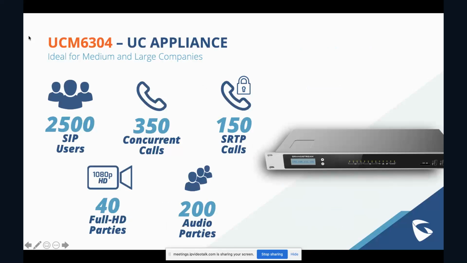Moving along through the UCM models, the UCM 6304 is the second highest capacity model within the series. The 6304 and 6308, as you saw earlier, are rack mountable, as you can see right there on the device. This gives you quite an increased capacity from the 6302. This supports up to 2,500 extensions or users, 350 concurrent calls, and the built-in meetings and conferencing platform supports up to 40 video attendees and up to 200 audio attendees.